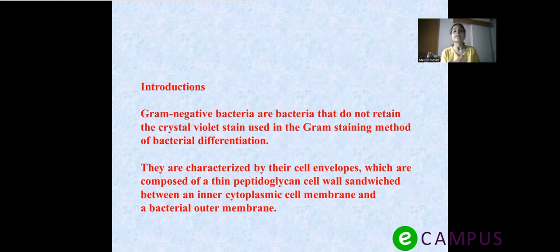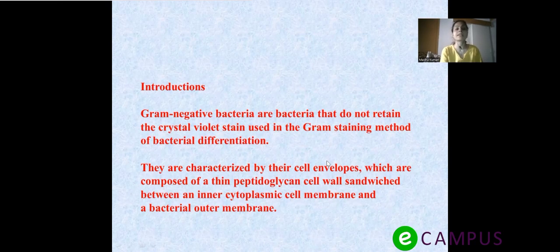So that is why gram-positive bacteria retain the gram stain and appear violet in color, whereas gram-negative bacteria do not retain the gram stain. That is why they appear pink in color, because they stain with safranin, right? So this is the difference between gram-positive and gram-negative bacteria.